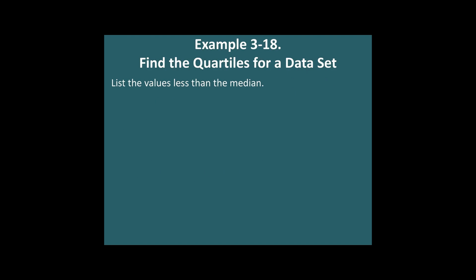Now, let's list the values that are less than the median. The values that are less than the median of 18 are 12, 13, 15, and 16. Now, we're going to find the median of this list. And the median of this list, or Q sub 1, known as the first quartile, is 14.